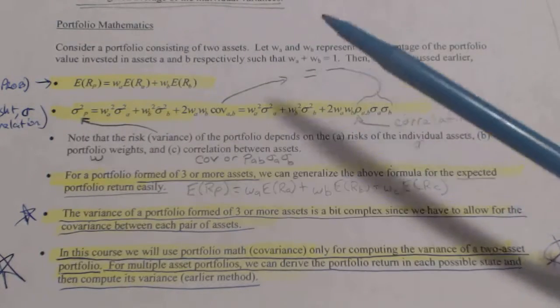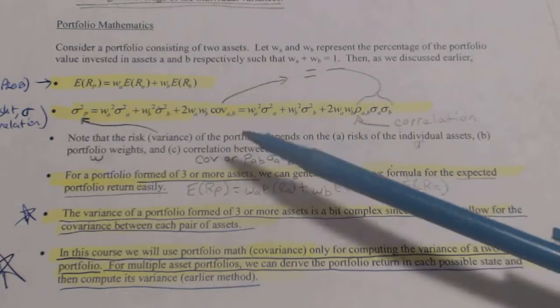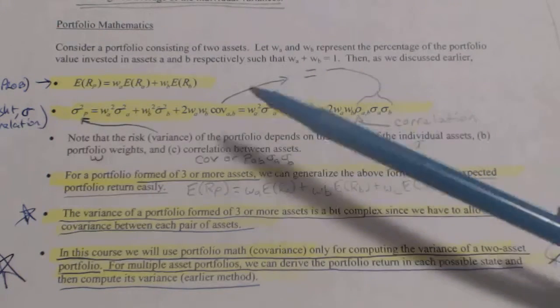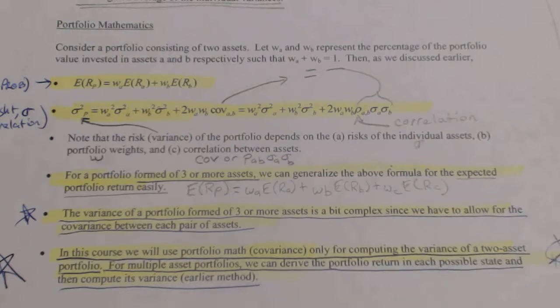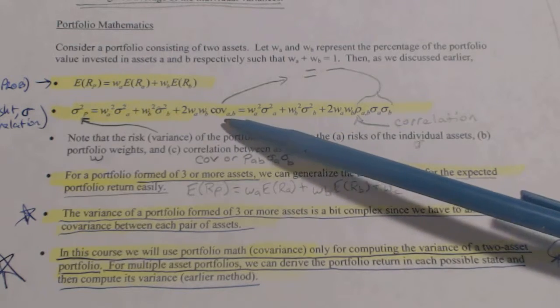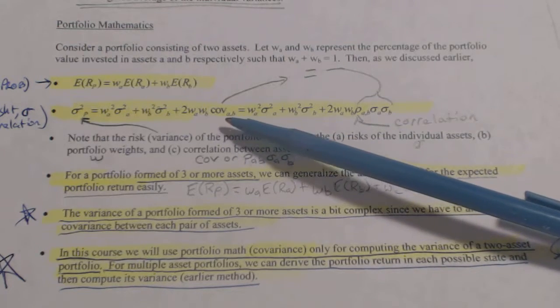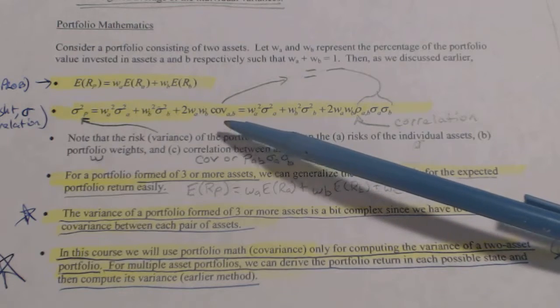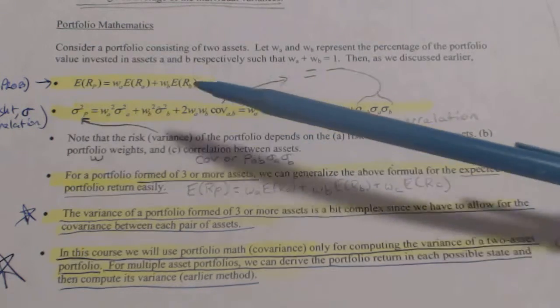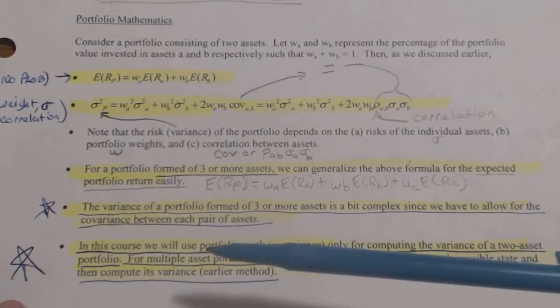And this is when they've got 2 of them. The reason they only give this as a 2 example, to explain a little bit lower, is you've got a covariance factor here, and that's really complicated to figure out for 3 different stocks or assets, I should say.